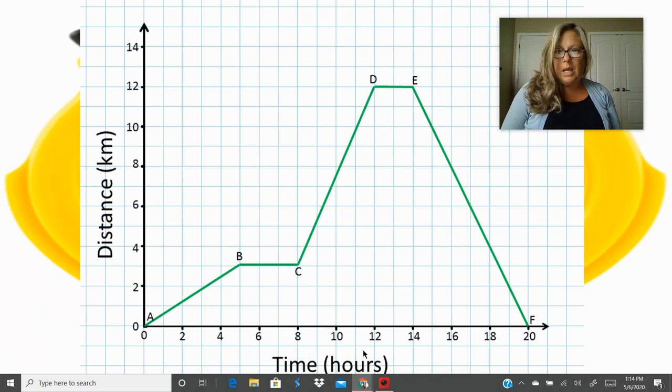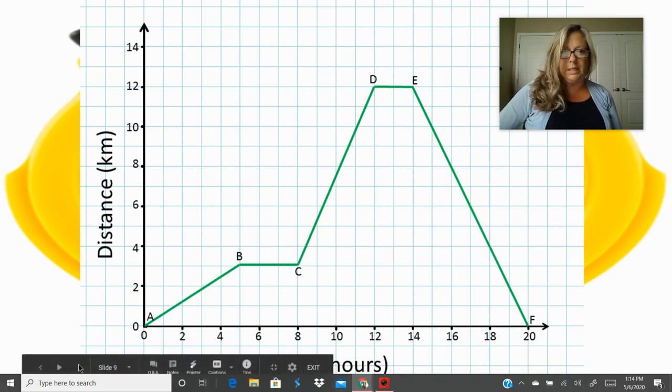All right. And that is just to familiarize you with graphs. Let's see if I had, nope, that's it. And I think we'll stop right there for now.